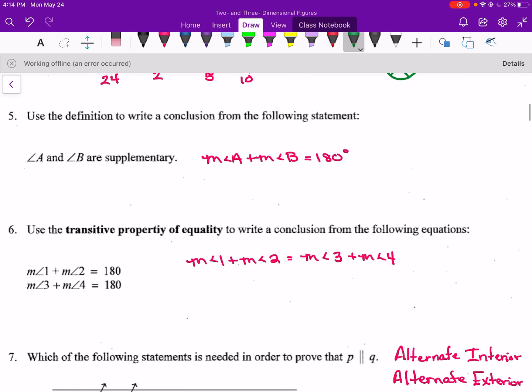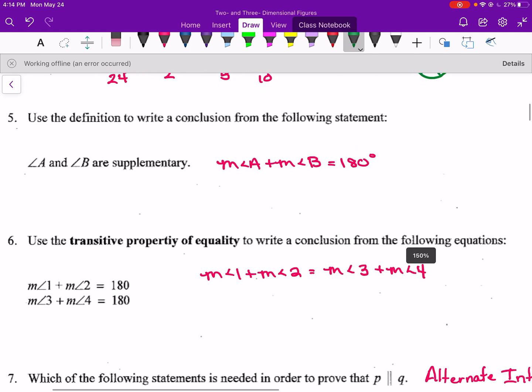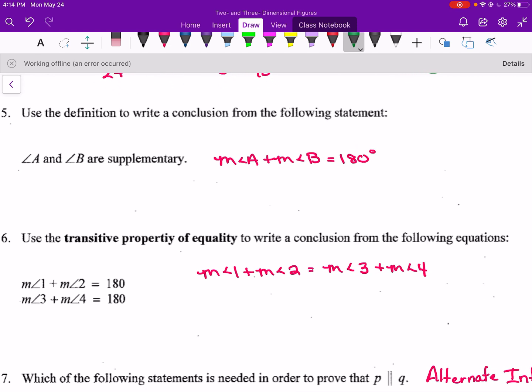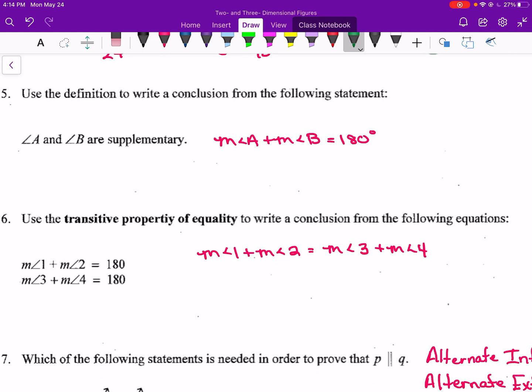In number 5 and 6, we're using some of those definitions to answer a question. Number 5, we need to write a conclusion. 2 angles are supplementary if their sum is 180. So the conclusion is that their sum is 180. In the transitive property, it says if a first quantity equals a second and that second equals a third, then the first and the third are equal. So we have the measure of angle 1 plus 2 is equal to the measures of angles 3 plus 4.